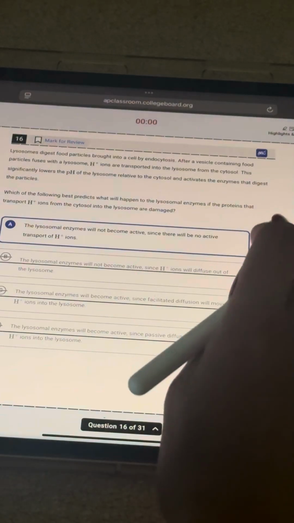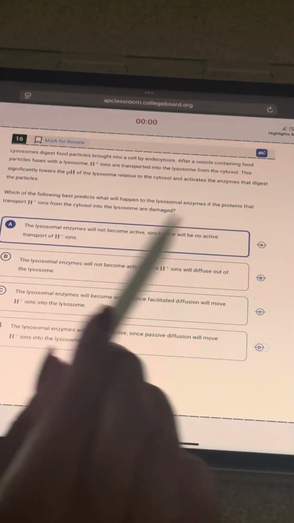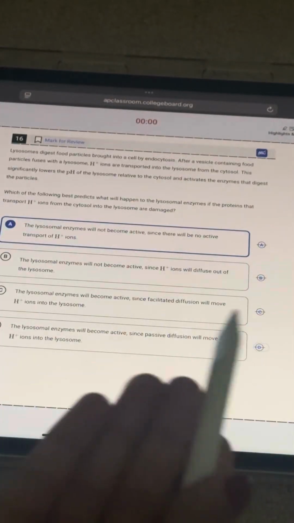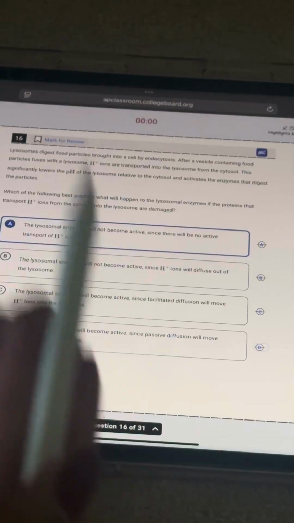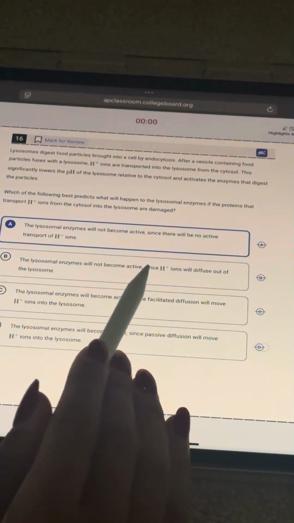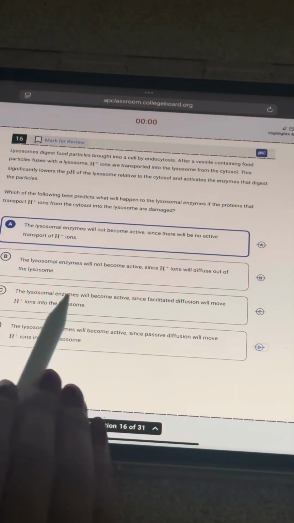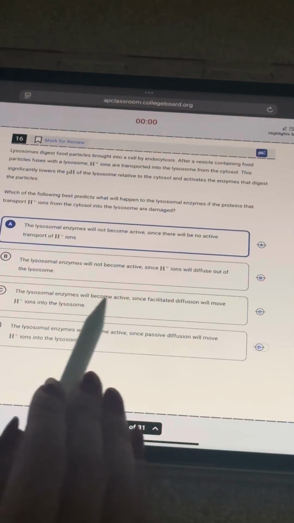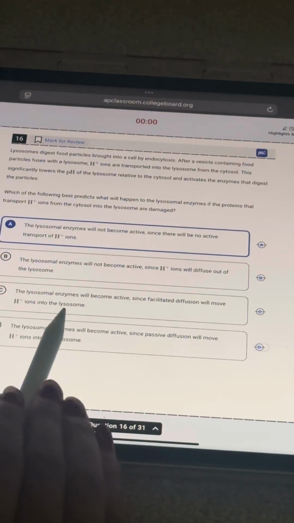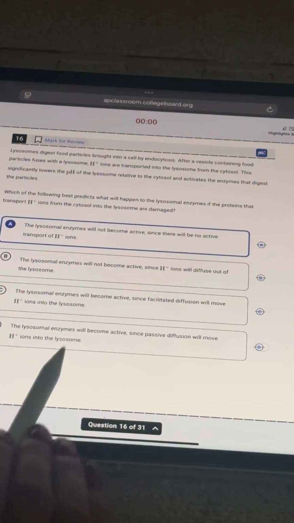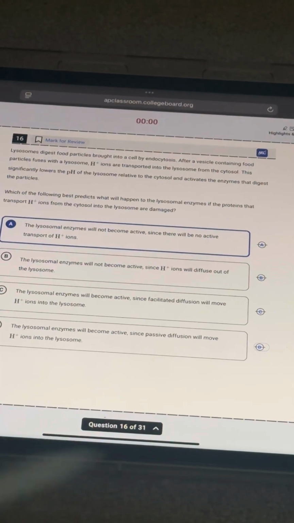So now let's look at all of our answer choices here. We have: the lysosomal enzymes will not become active since there will be no active transport of H plus ions. So now we understand the prompt. The entire idea is to be able to answer it before you actually look at your answer choices. The lysosomal enzymes will not become active since H plus ions will diffuse out of the lysosome. The lysosomal enzymes will become active since facilitated diffusion will move H plus ions into the lysosome. And the lysosomal enzymes will become active since passive diffusion will move H plus ions into the lysosome.